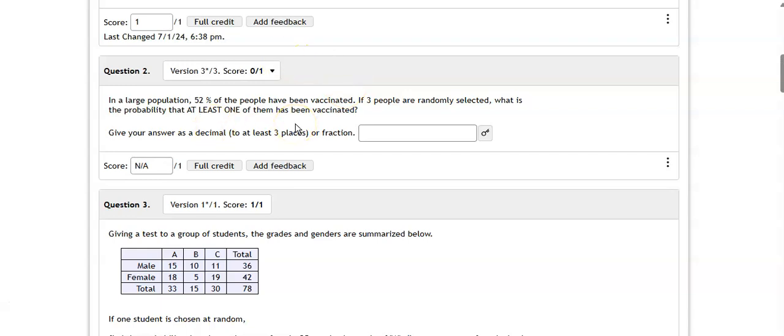Okay, so let's look at question number two, and then we'll look at four. In a large population, 52% of people have been vaccinated. If three people are randomly selected, what is the probability that at least one of them has been vaccinated? Okay, so we have a 52% chance that somebody has been vaccinated.